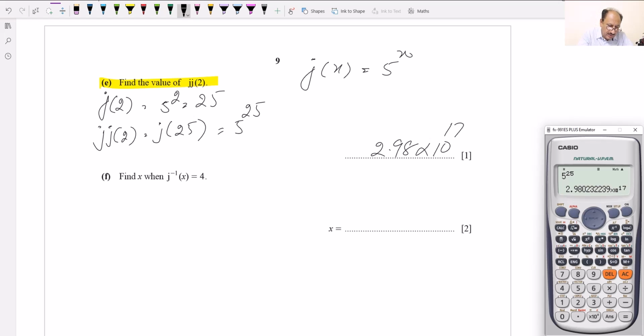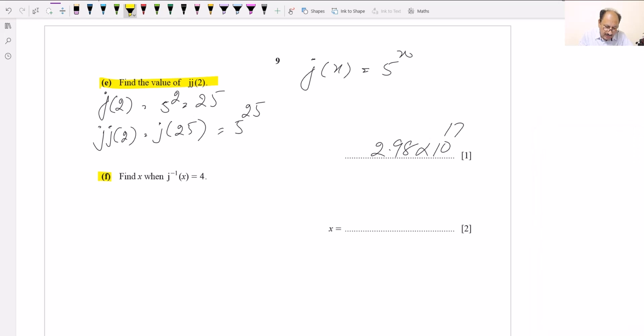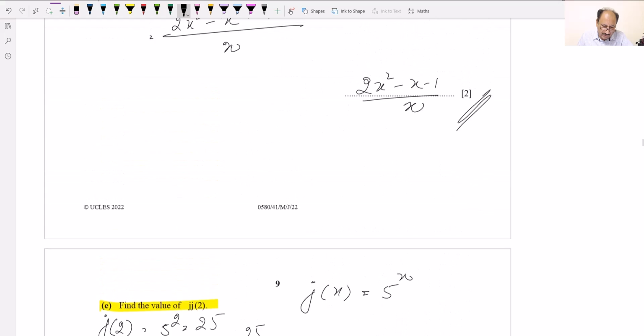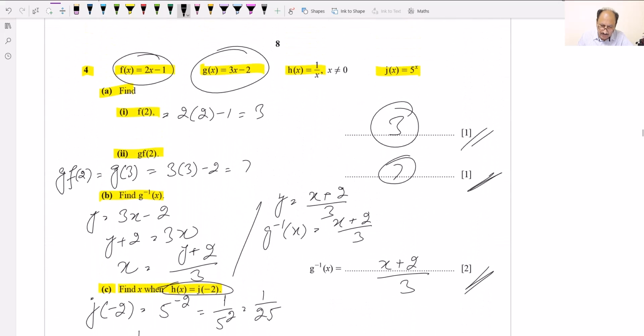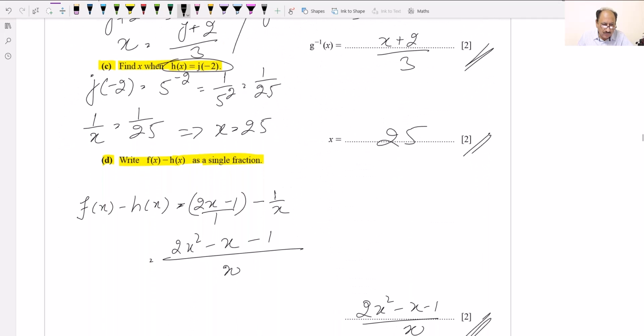Now find x when j inverse of x is equal to 4. J inverse of x we have not yet calculated. J inverse of x.